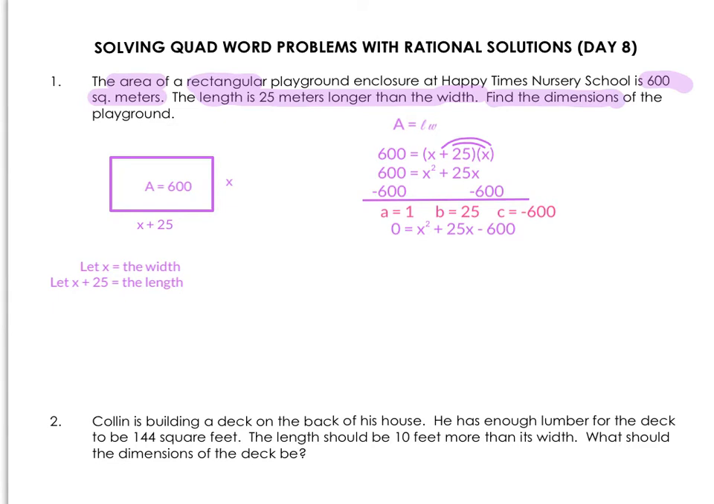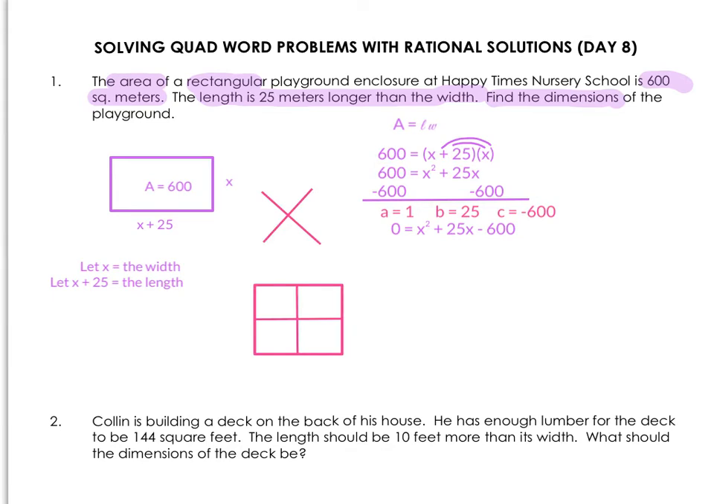You can identify A, B, and C wherever you want, but I wrote down that A is 1, B is 25, and C is negative 600. So like I said, now that we have those written down, you could use the quadratic formula. I'm going to practice factoring, so I'm going to start off by writing an X in a box.